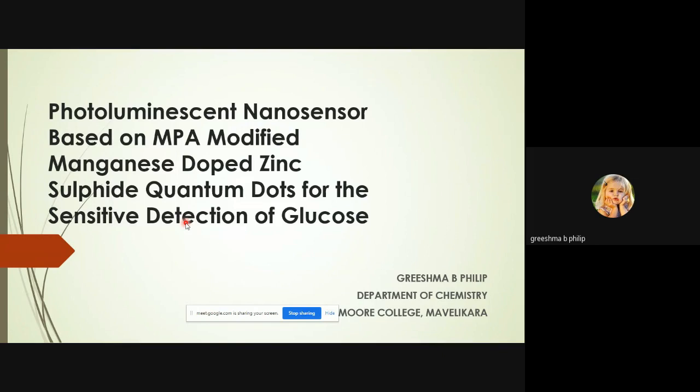Okay. Then good evening to one and all. I myself am Krishma B. Philip, and I'm from the Department of Chemistry. Today I'm here with the topic: photoluminescent nanosensor based on MPA modified manganese doped zinc sulfide quantum dots for the selective detection of glucose. Actually, we are making a sensor from these quantum dots.